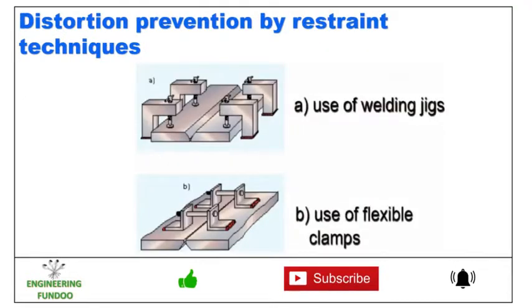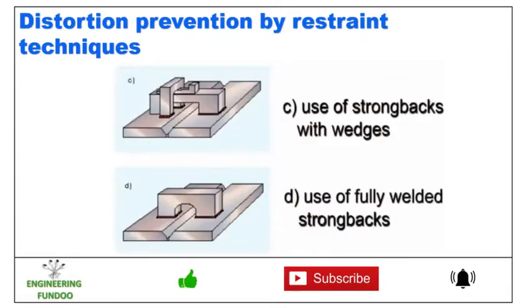This is the first technique, distortion prevention by restraint technique. First one is the use of jigs and fixtures. You can see here we can use such kind of jigs and fixtures to hold these two plates, and then we can do the welding along the length. Then we can also use flexible clamps like this, and then also we can do some welding, and by this technique we can avoid the distortion.